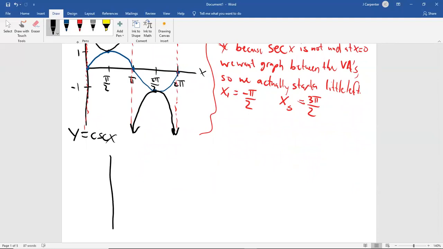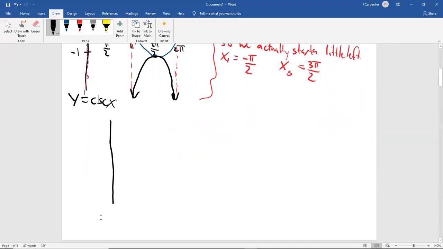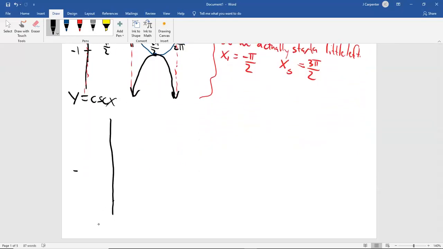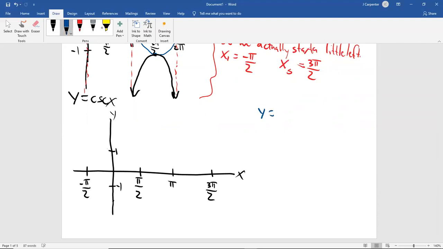So we're going to start a little to the left. I want to try and go about the same vertical distance, so these are scaled similarly. We're going to start a little to the left at negative pi over 2. And then I'm going to have to do this a little more carefully. Pi over 2, then this would be pi, and this would be about 3 pi over 2. So our heights of 1 and negative 1.